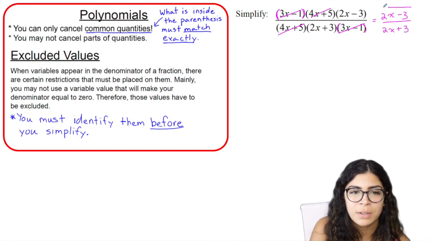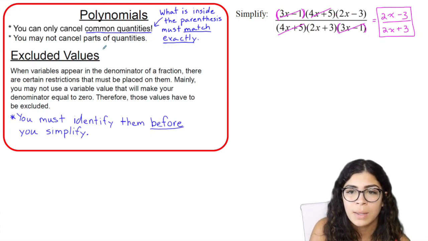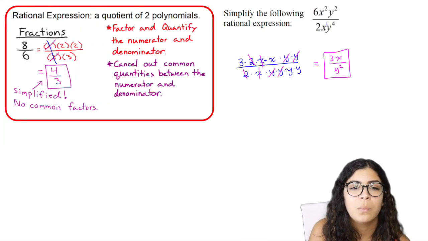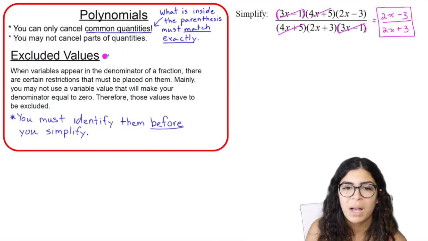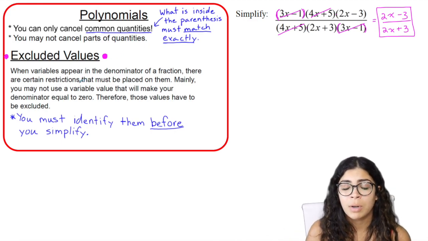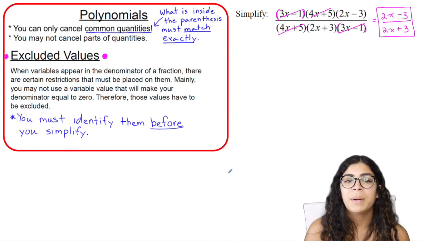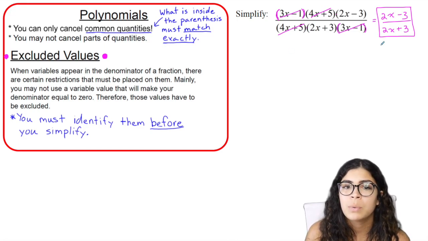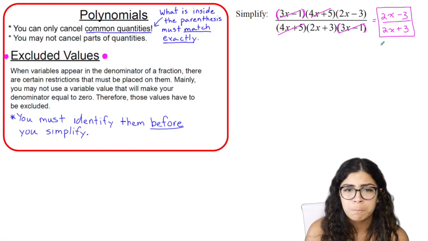Okay. Now there's a part of this that is very important that we need to talk about, and that's excluded values, okay? Now I didn't do that for the previous problem. We're going to go back and do that in just a second. But excluded values are values that cannot be possible for a certain variable. We don't know what the value of the variable is because this is not an equation, but there are certain things that the variable could not be because it would make the denominator 0.